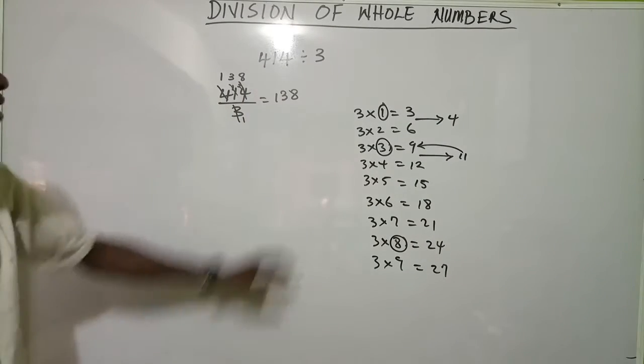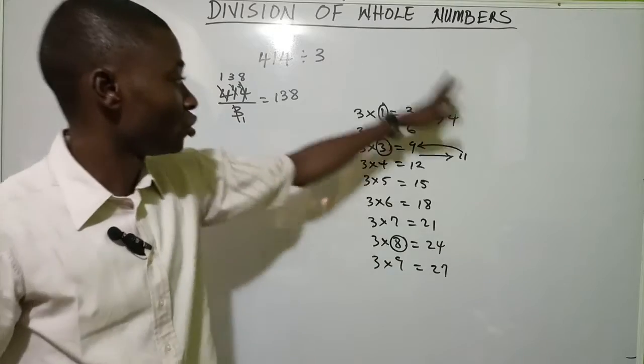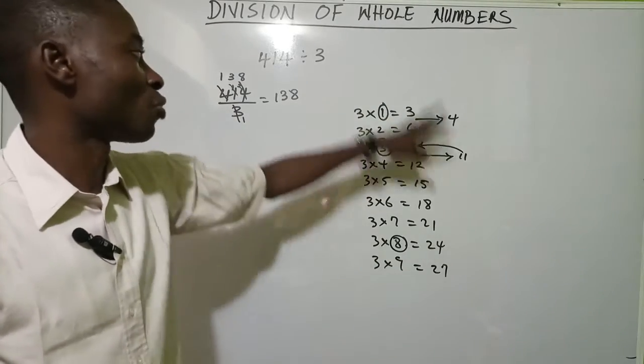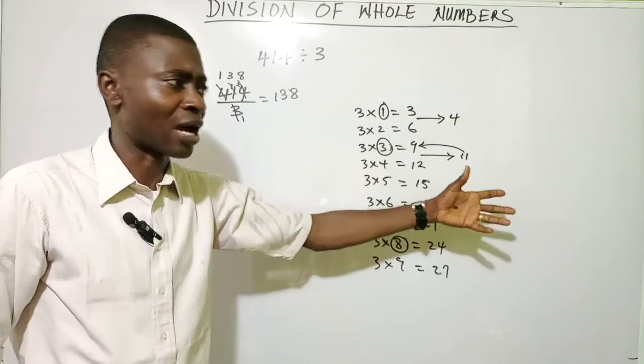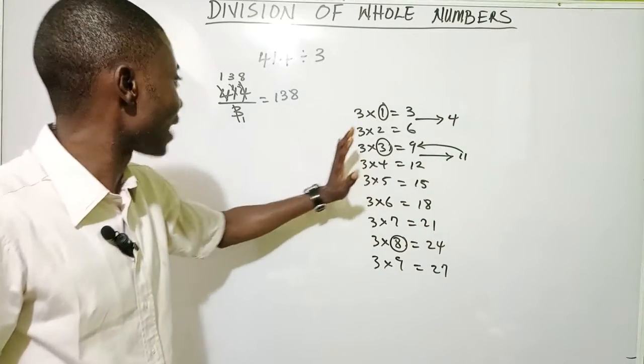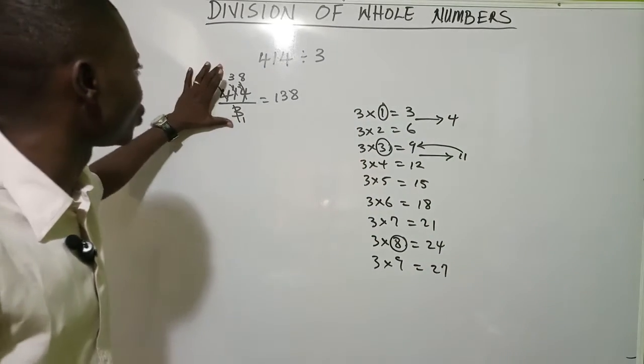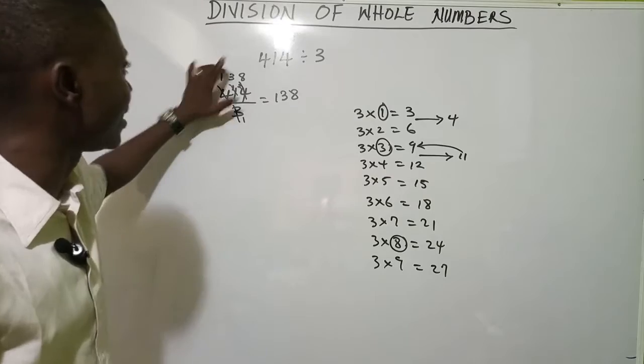That is how we got 8 here. So please, it's very important for you to know your multiplication table. Children, you can try to write it out so that you'll be able to get the right answer. So this is how we use the short method in dividing numbers.